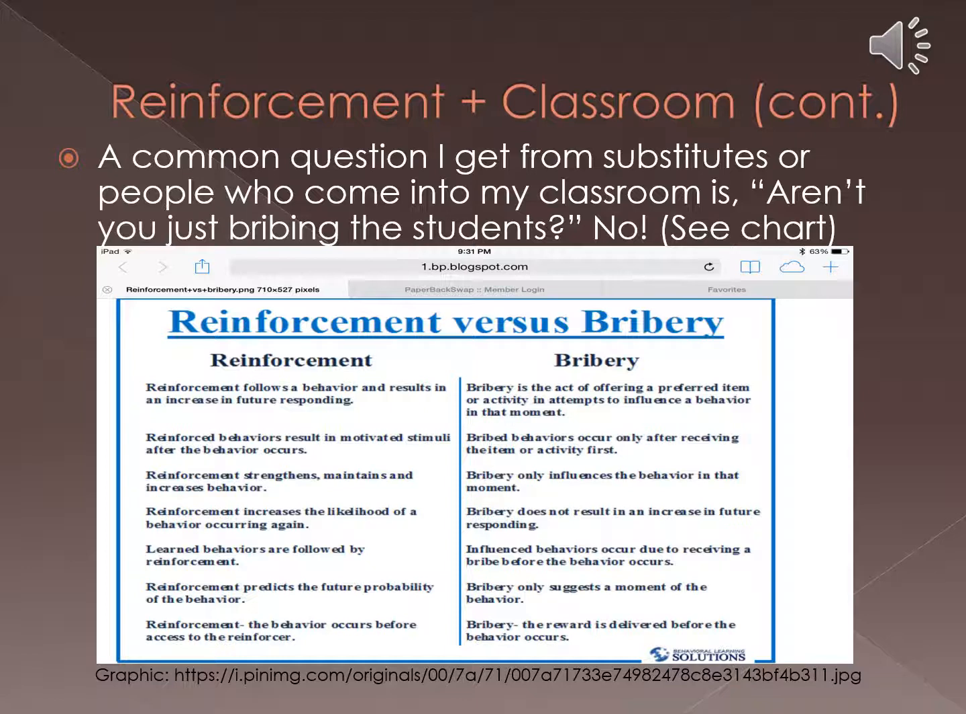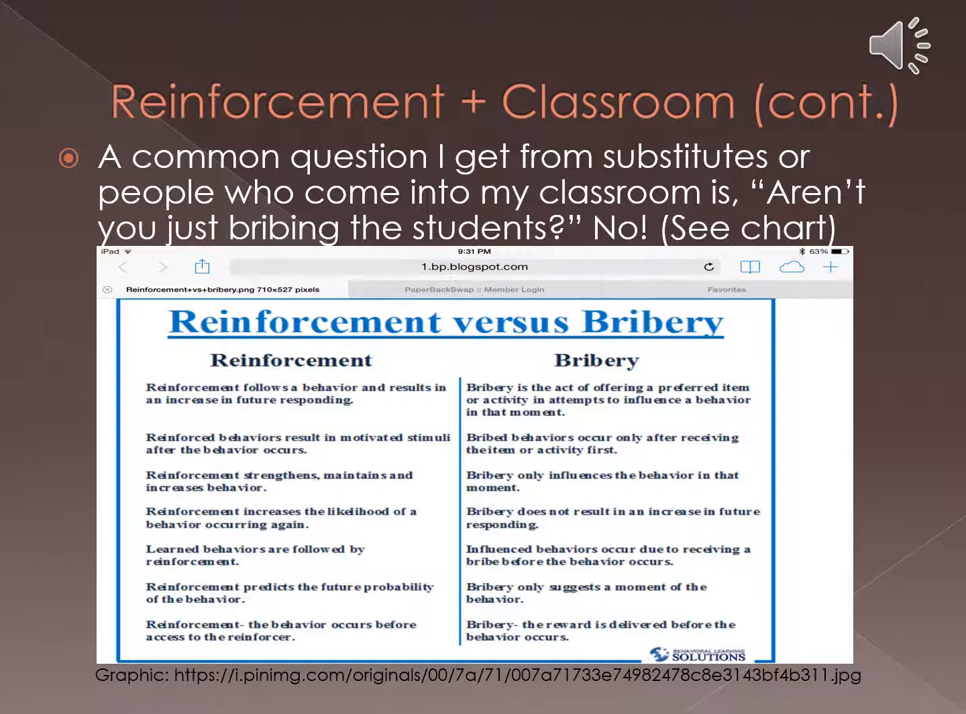A common question that I get from substitutes, most of the time paraprofessional substitutes that come into my classroom, or just really anyone that comes to my classroom, is, aren't you just bribing the students by having them do what you want them to do with the Skittle or with the iPad? And I very nicely just have to say no. And this chart is a great comparison of reinforcement versus bribery.